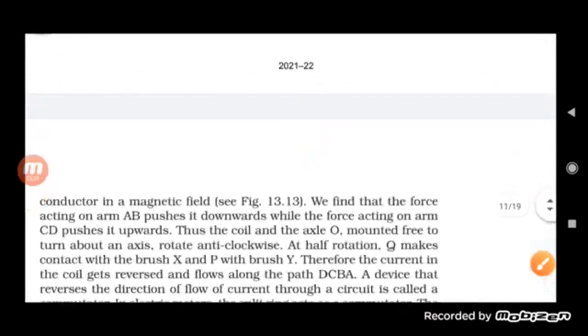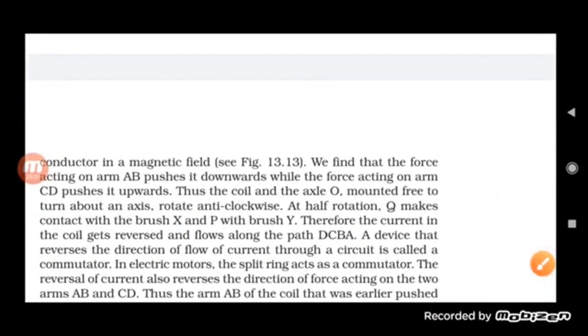Now what happens afterward? The coil and the axle, which is mounted over the brush, because of the force acting on CD, which pushes it upward, will ultimately rotate anti-clockwise.